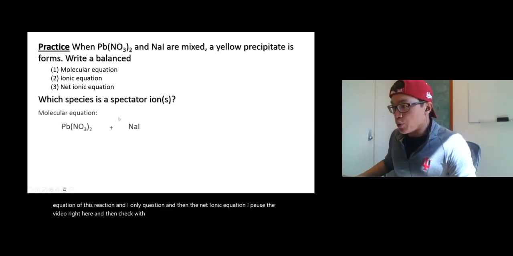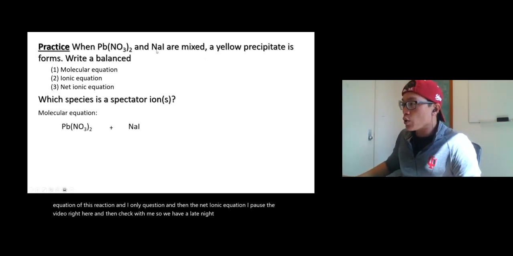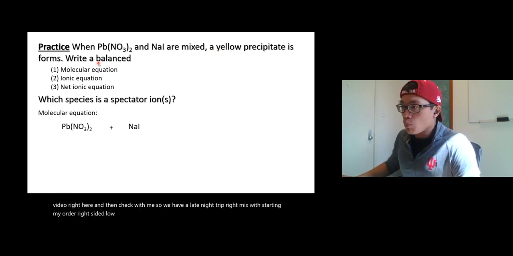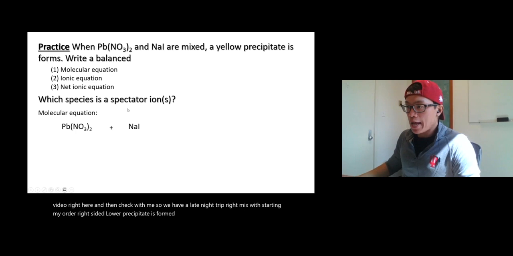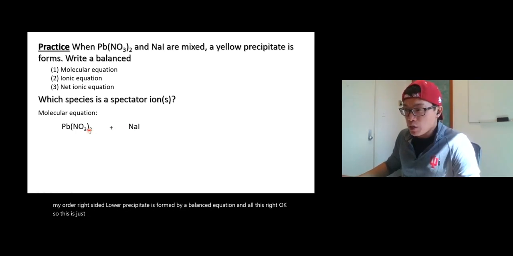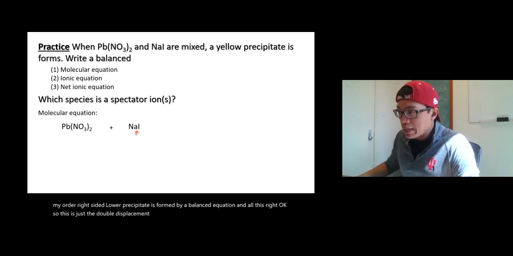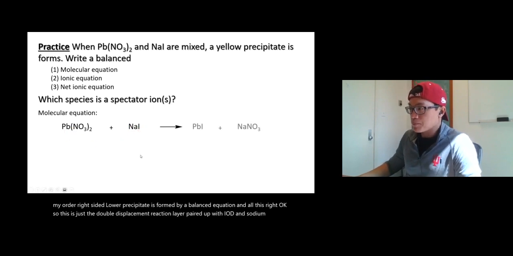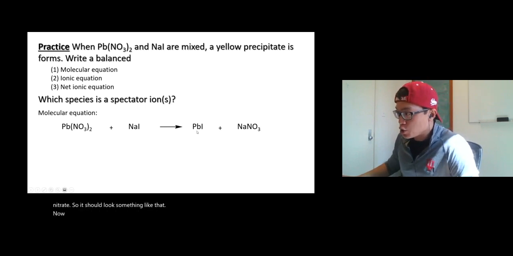So we have lead nitrate mixed with sodium iodide. A yellow precipitate is formed. Write a balanced equation and all of it. This is just a double displacement reaction. Lead paired up with iodine and sodium paired up with nitrate. So it should look something like that. Now check the formula. So lead is +2.